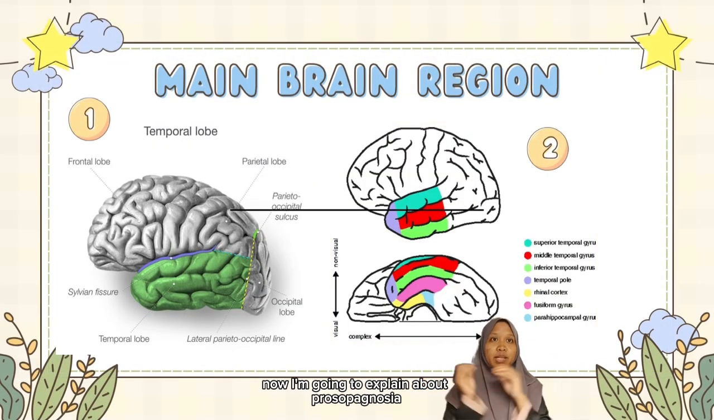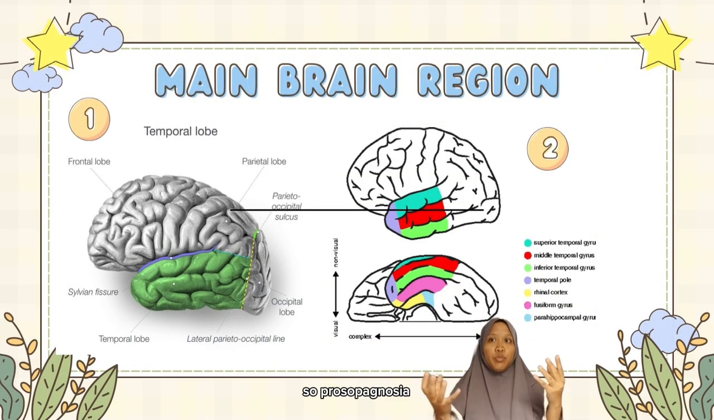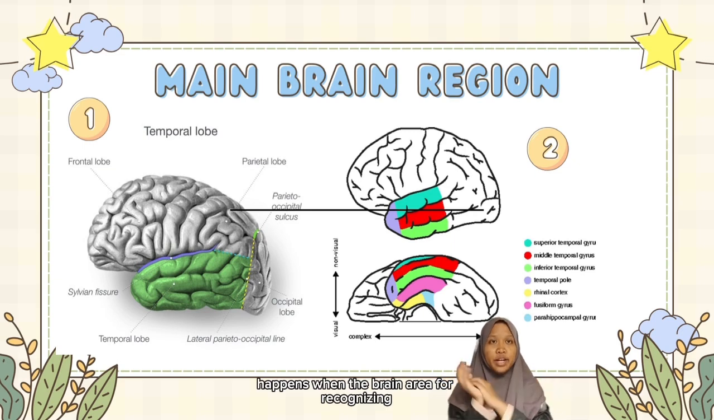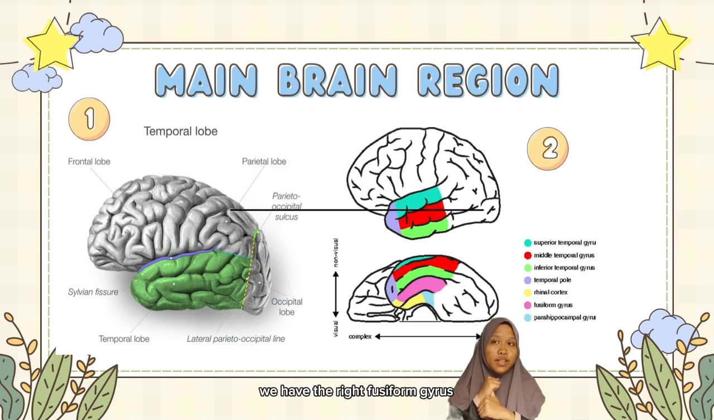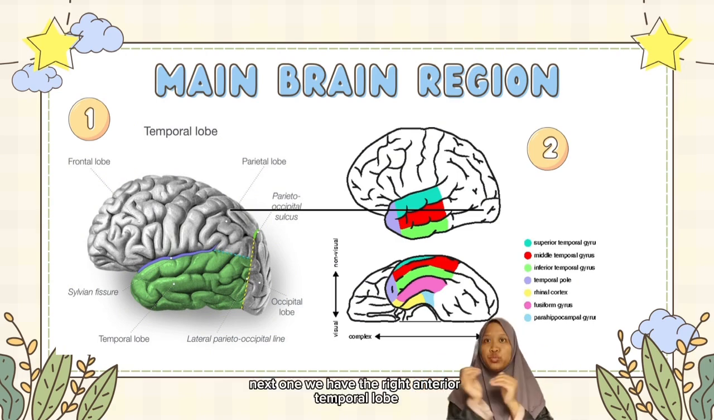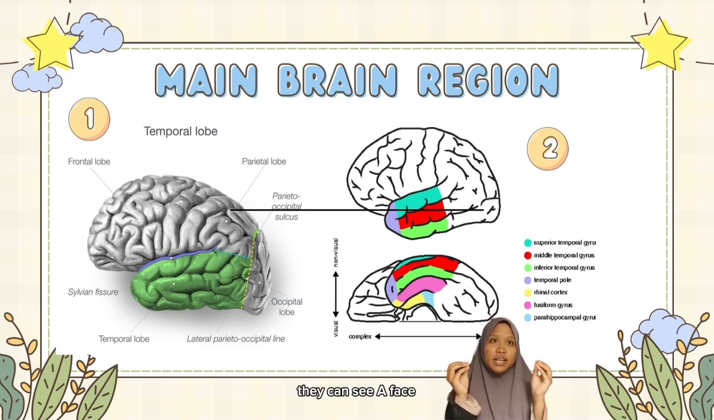Now I'm going to explain prosopagnosia. Prosopagnosia happens when the brain areas for recognizing faces are damaged. The first one is the right fusiform gyrus. This helps us see and recognize faces. If it degenerates, the person can't recognize familiar faces. Next, we have the right anterior temporal lobe, which stores information about who the person is. If it's damaged, they can see a face, but they cannot recognize whose face it is.